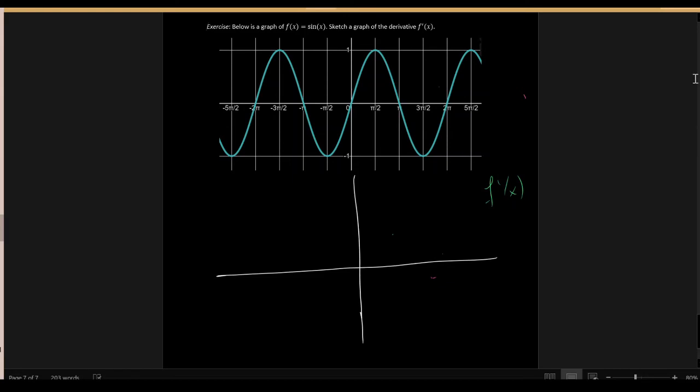Now everywhere the original function is flat, the derivative is 0. So I'm going to mark these locations where the original function is flat, and they're going to translate to locations where the derivative function has a y value of 0. They're going to translate to locations where the derivative function crosses the x-axis. So all these green points marked below are points which are on the graph of f prime.